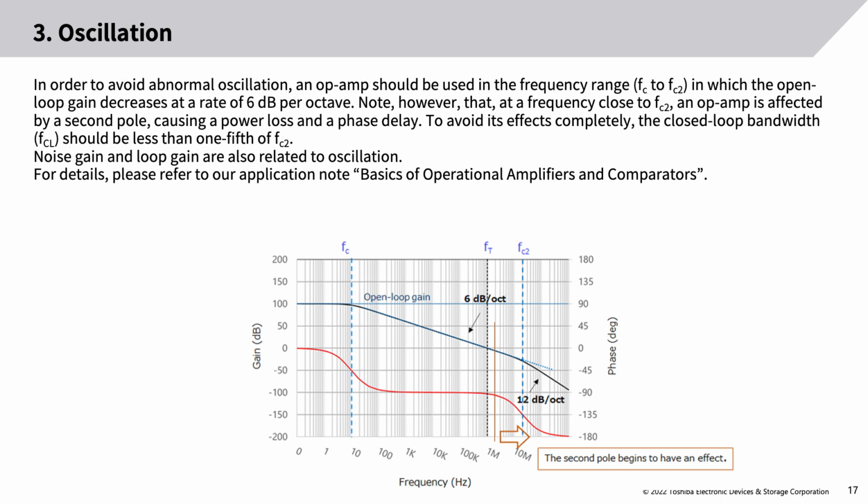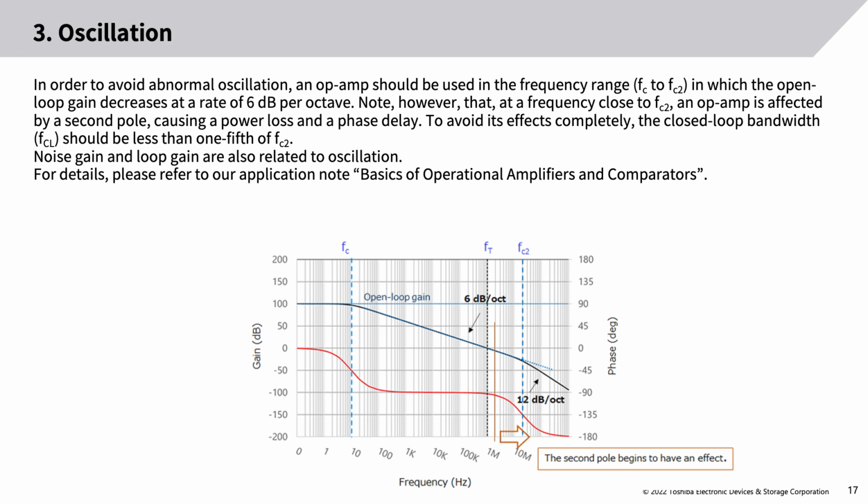In order to avoid abnormal oscillation, an op-amp should be used in the frequency range, Fc to Fc2, in which the open loop gain decreases at a rate of 6 dB per octave. Note, however, that, at a frequency close to Fc2, an op-amp is affected by a second pole, causing a power loss and a phase delay. To avoid its effects completely, the closed-loop bandwidth, Fcl, should be less than 1/5 of Fc2.